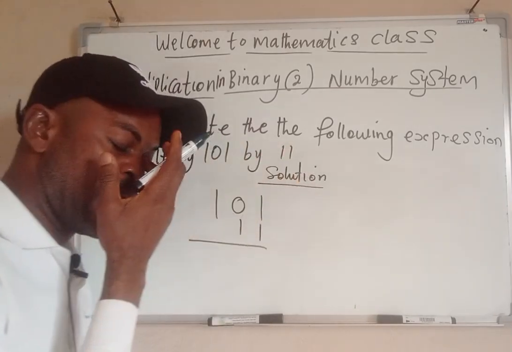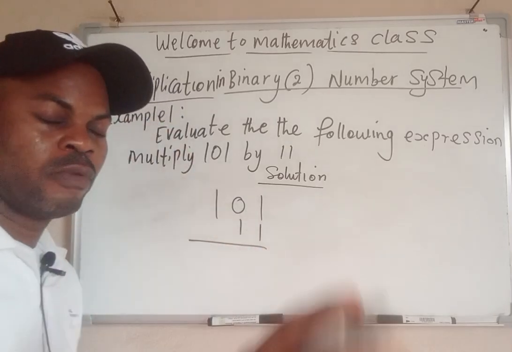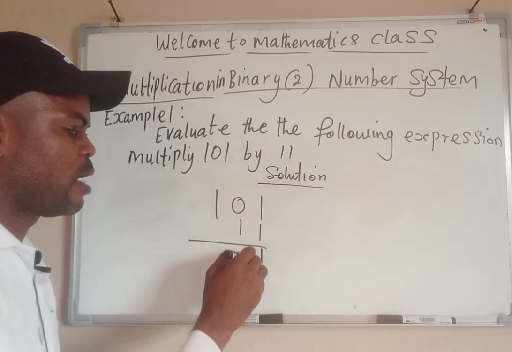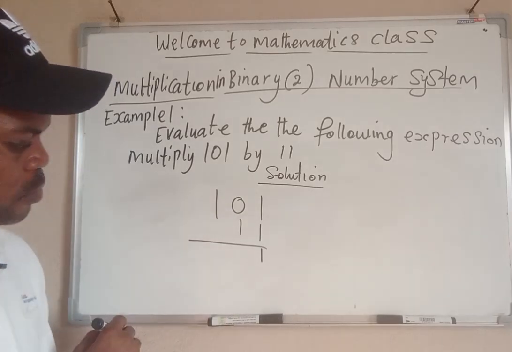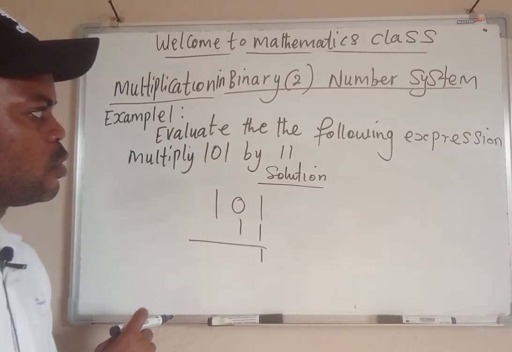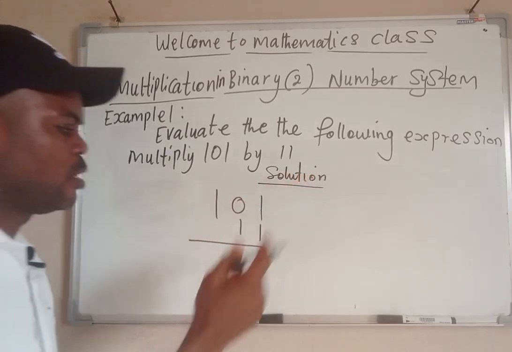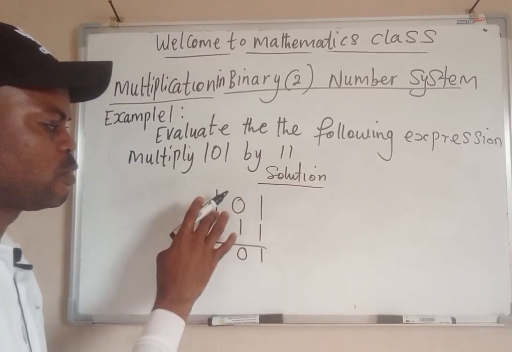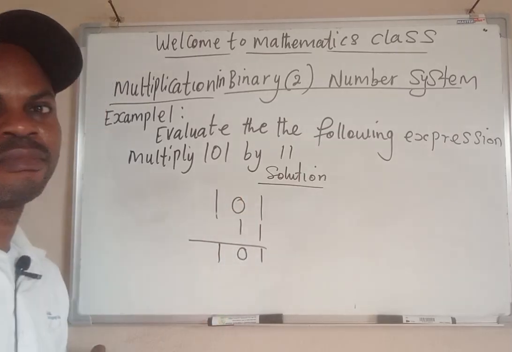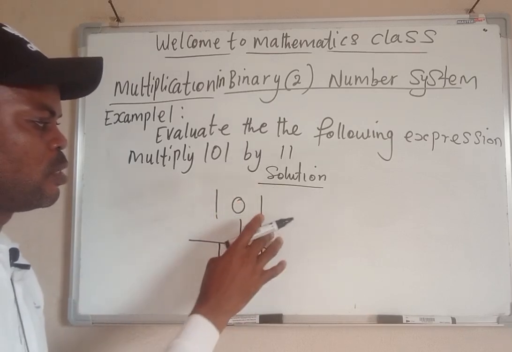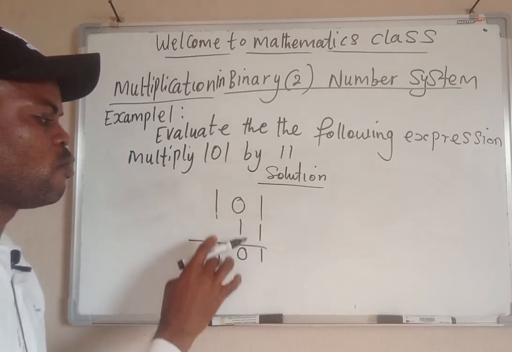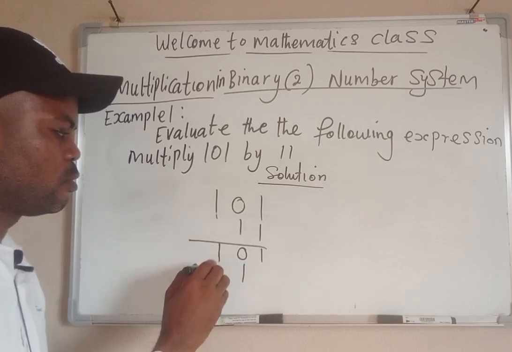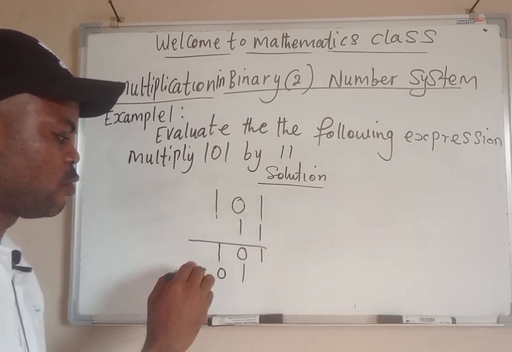So now we'll carry out the original multiplication like in base 10, where we'll say 1 times 1 is 1. 1 times 0 is 0. 1 times 1 is 1. 1 times 1, 1. 1 times 0, 0. 1 times 1, 1. So 1 times 1 again, 1. 1 times 0, 0. 1 times 1 gives you 1.